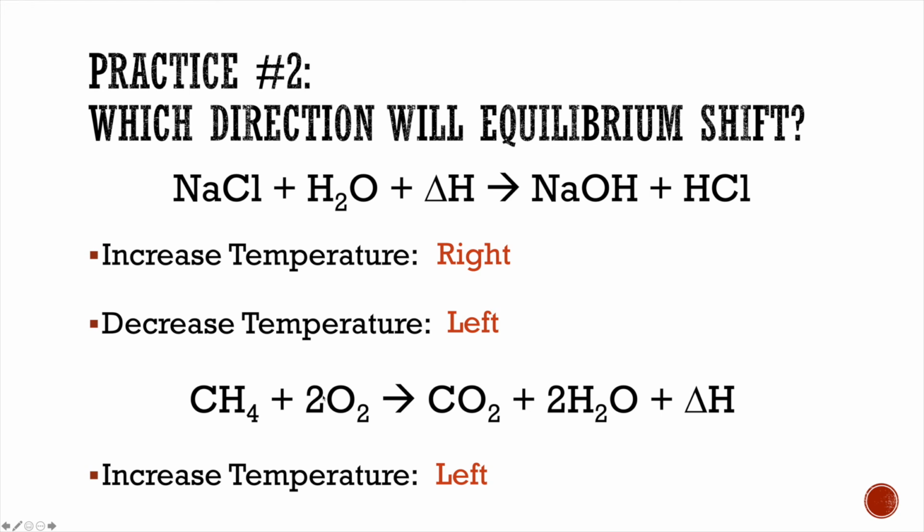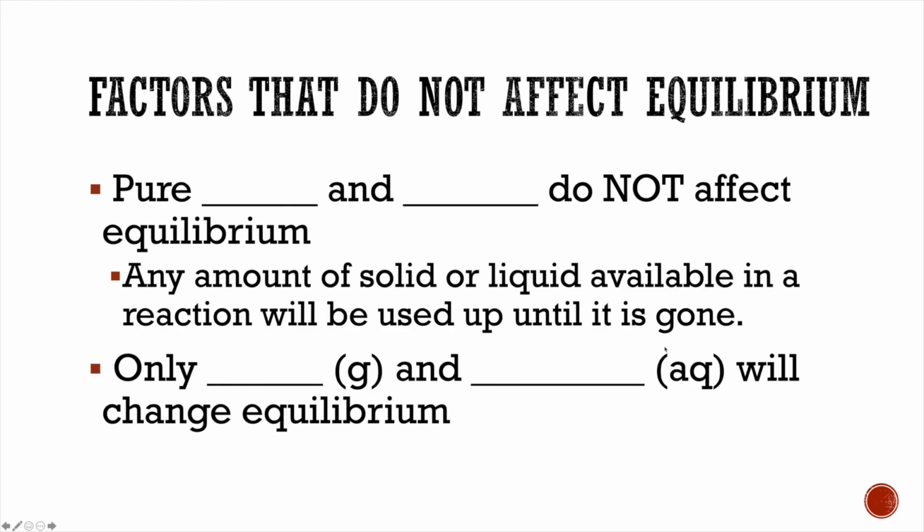Now, I've told you about the factors that do affect equilibrium. There are some factors that do not affect equilibrium. So, we've learned that concentration is the major factor that affects equilibrium. Temperature can also affect it. There are substances that do not have a concentration. Remember, concentration is based on the relative amount of solute and solution, or solute and solvent really. So pure solids and liquids do not affect equilibrium because they do not have a concentration.